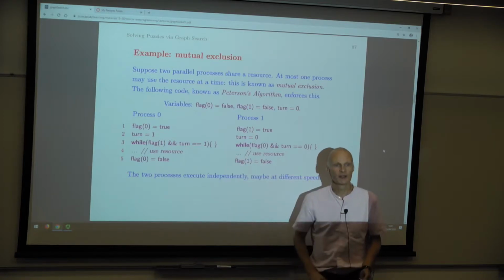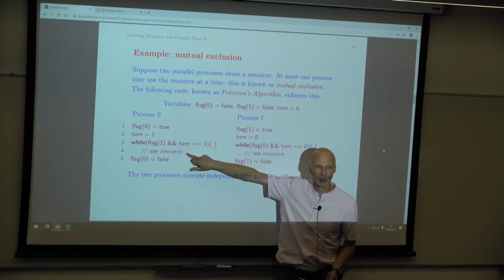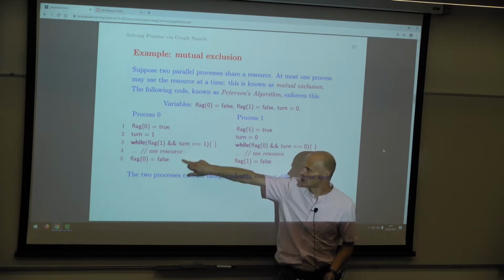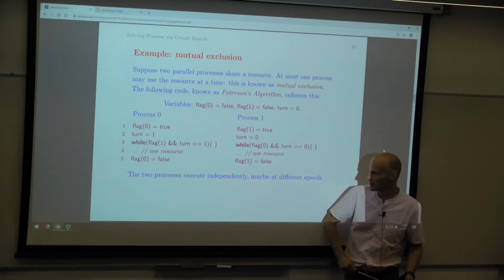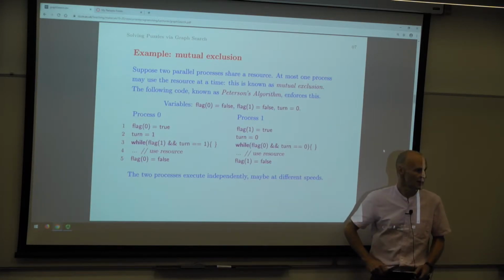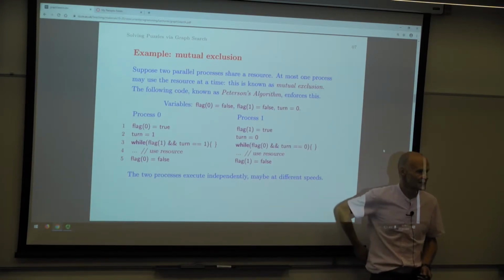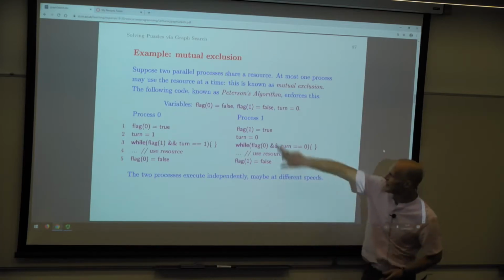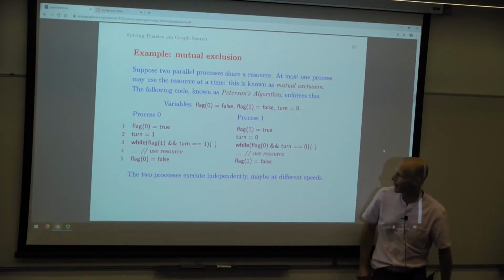When that condition is false, it can then use the resource, and when it's finished with the resource, it sets flag 0 back to be false. Process 1 is very similar, except it uses flags the other way round and sets turn to be 0 rather than 1. Okay, so symmetric.